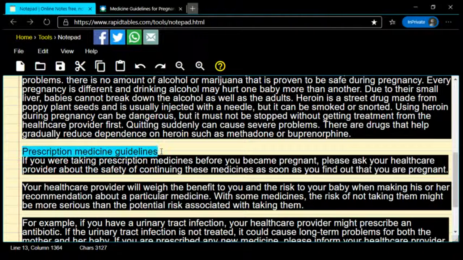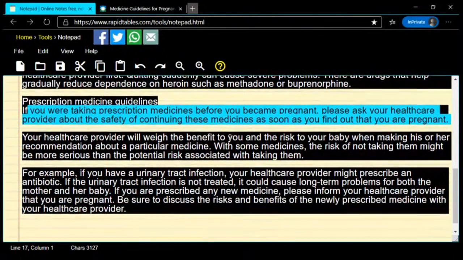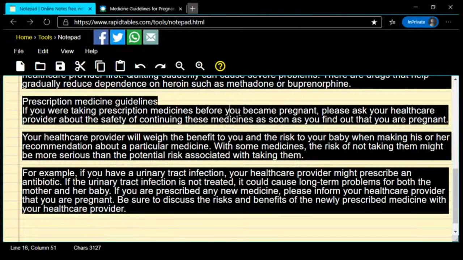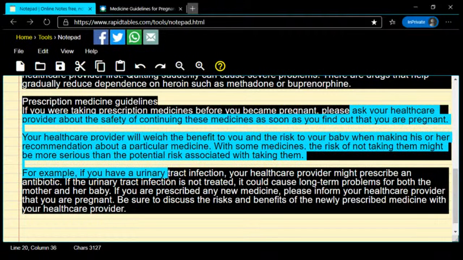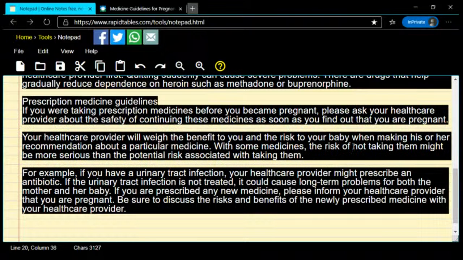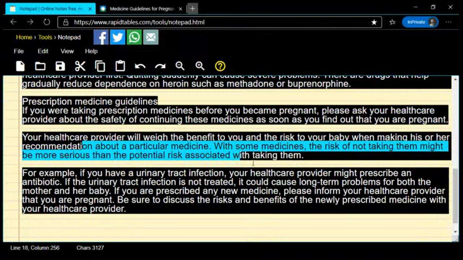Prescription medicine guidelines: if you were taking prescription medicines before you became pregnant, please ask your healthcare provider about the safety of continuing this medication. When you are a pregnant woman, your healthcare provider will weigh the benefit to you and the risks to your baby when making this decision. With some medications, the risk of not taking them might be more serious than the potential risk associated with taking them.